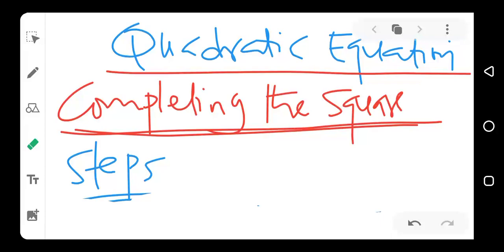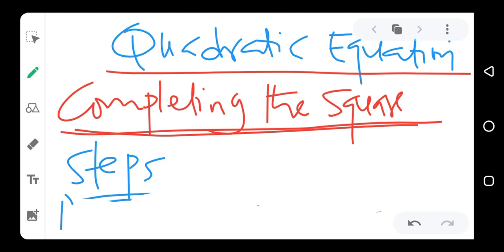Today we have mathematics and we are going to continue with our discussion on quadratic equation. In the previous class, we talked about how to solve quadratic equations using the factorization method, and in another class we talked about how to solve quadratic equation using the quadratic formula. In today's class, we are going to talk about how to solve quadratic equation using the completing the square method. Now the steps involved in using this method are these.